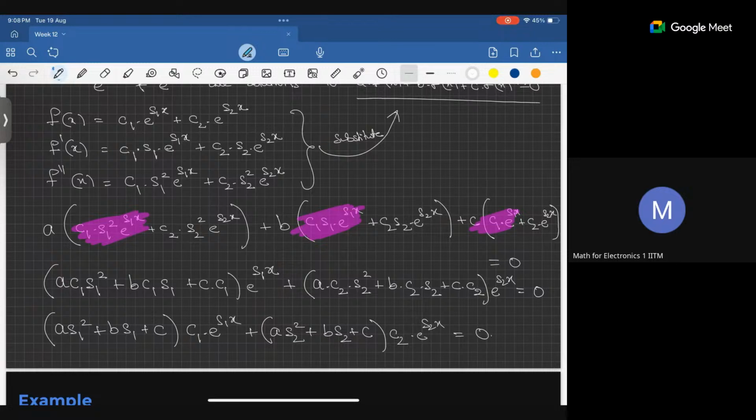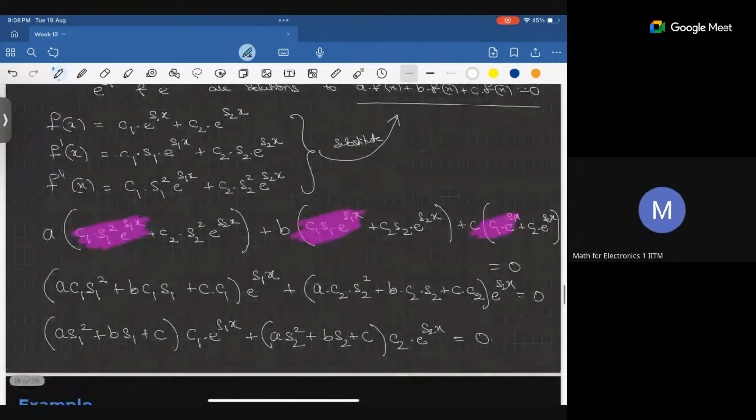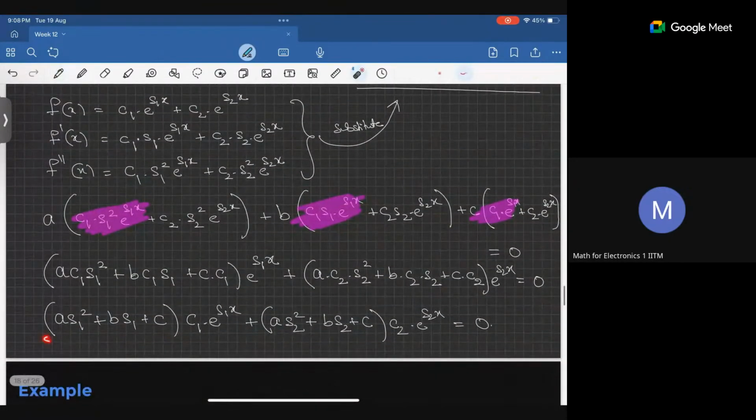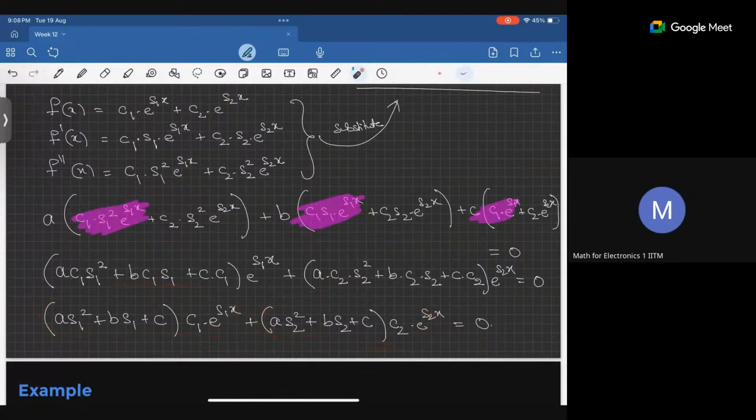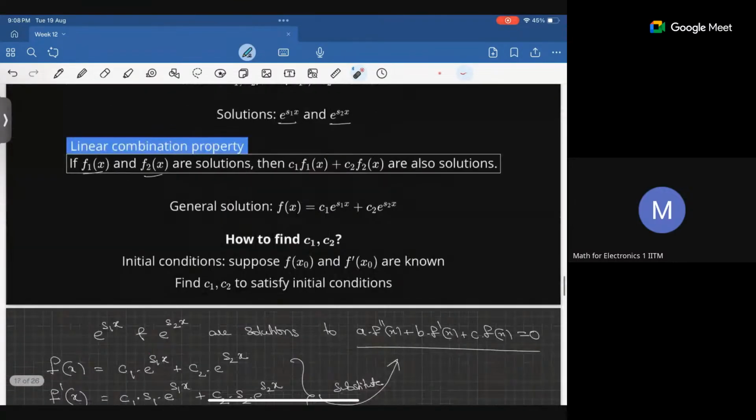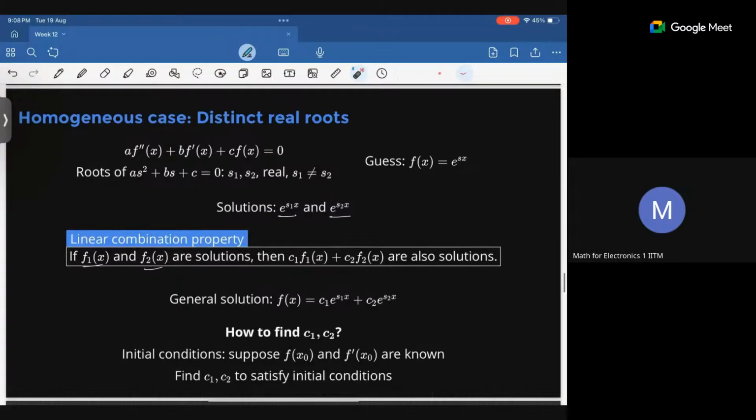So if you carefully look at the left hand side expressions, we have two terms, right? One is this term and another one is this term. Both the terms are zeros. And why are they zeros? If you just go back a bit, if S1 and S2 are roots of this equation, what does it mean? If I substitute S1 or S2, it will satisfy, right?